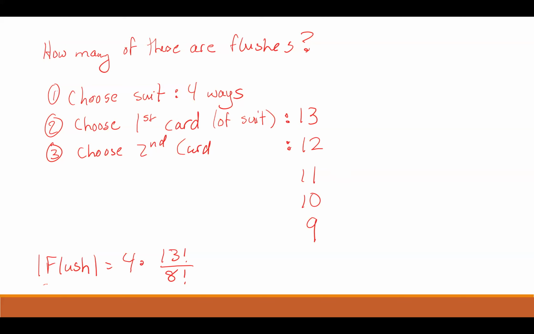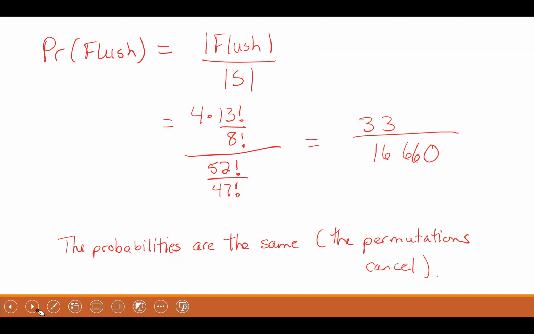So the number of hands that are a flush, taking order into consideration, is 4 times 13 factorial over 8 factorial. Then my probability that I get a flush is the size of my event that I get a flush over the size of the sample space. These are the numbers that I computed for both of those. When you work it out, you get 33 over 16,660.